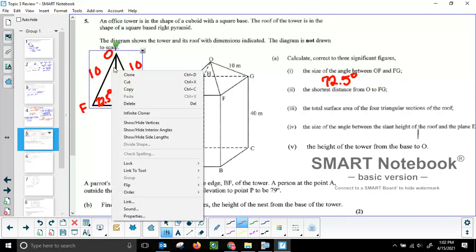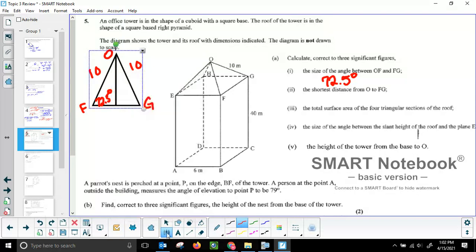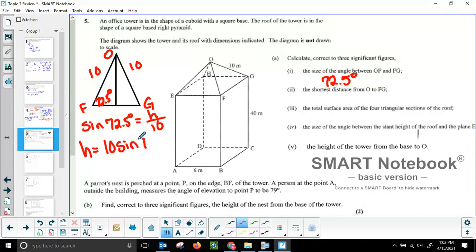All right, but now we can just look at this right triangle over here. We can use SOHCAHTOA, right? We want to know this here, which from this angle is the opposite side, and I know my hypotenuse, so I'm going to be using sine. So sine of 72.5 is equal to opposite, which I'll just call h since it's the height of that triangle, over hypotenuse, which is 10. So h is going to equal 10 times the sine of 72.5 degrees.